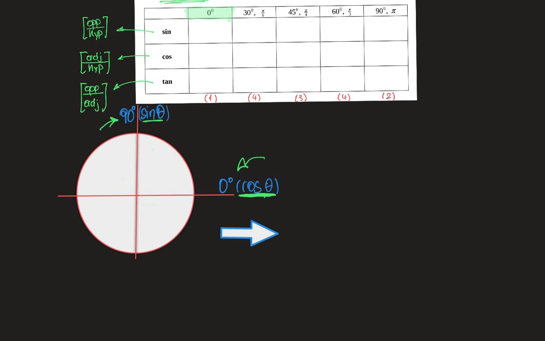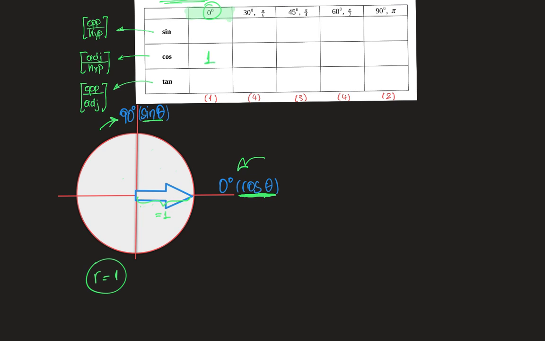So let's start by calculating the values for 0 degrees. This is where I am with 0 degrees. And if you see what's happening, the projection on the x-axis, which is going to be the cos theta, is all of that length here, from here all the way here. And we know, because this is a unit circle, therefore the radius is equal to 1, that the cos theta, or this distance, is equal to 1. Therefore, the cos theta for 0 degrees, I'm here on the table, is going to be equal to 1.